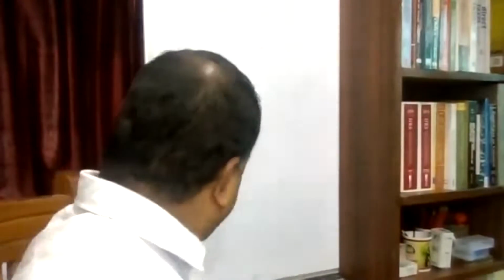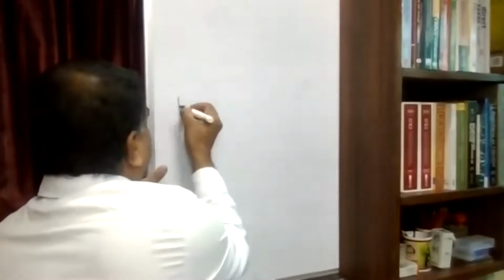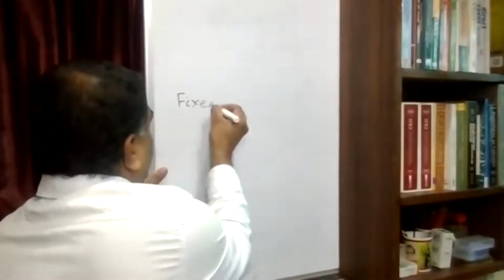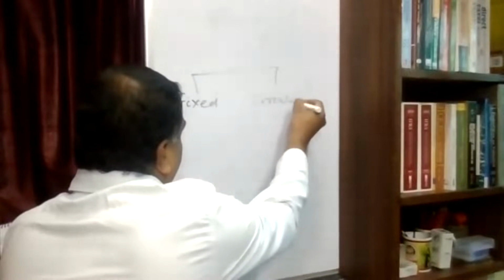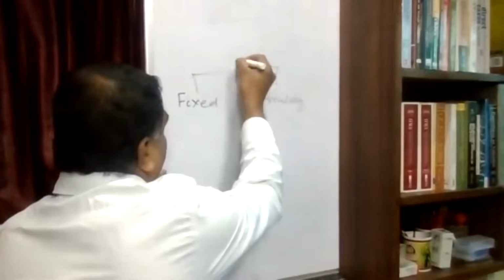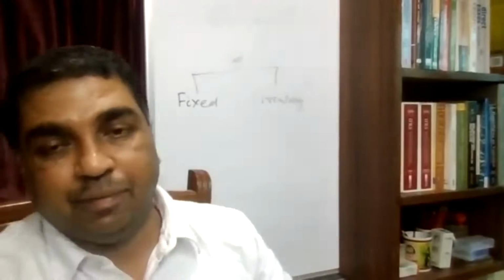Yes, sir. Okay. Now you analyze any business situation, what I told you. I will classify that capital into two categories. One is fixed capital, second is circulating capital. Can you give me some example of fixed capital and circulating capital?